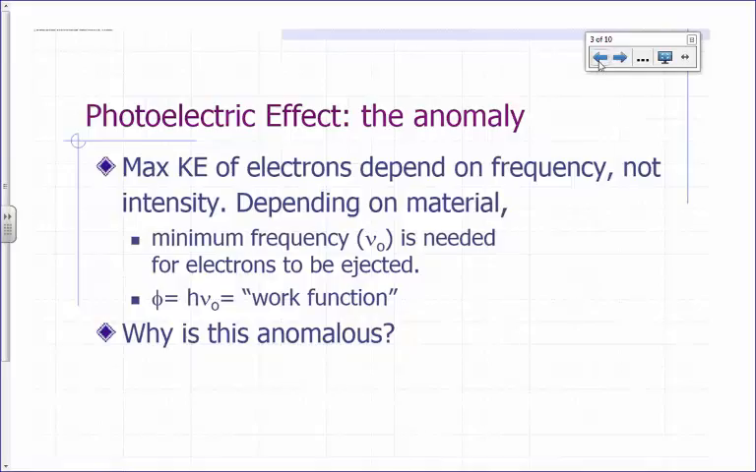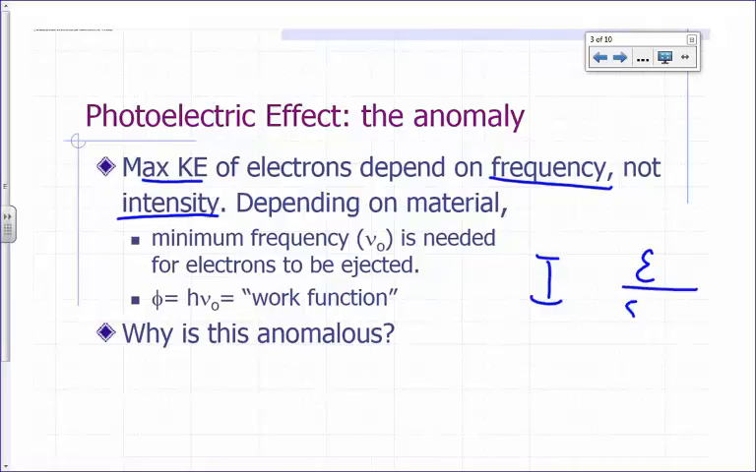Okay? So the maximum kinetic energy of the electrons, what's the anomaly here in this particular experiment? It turns out that the maximum kinetic energy of the electrons that are ejected depends on the frequency but not on the intensity. So what's so anomalous about this observation is that, remember, in the wave model, what did we say the intensity was? Intensity is energy, right?